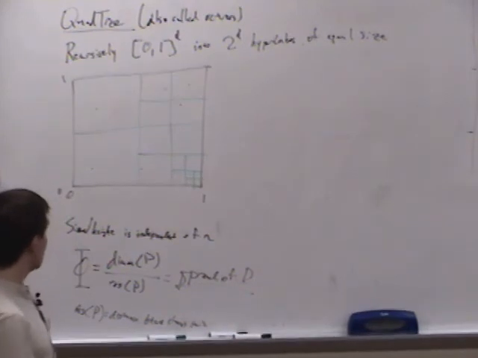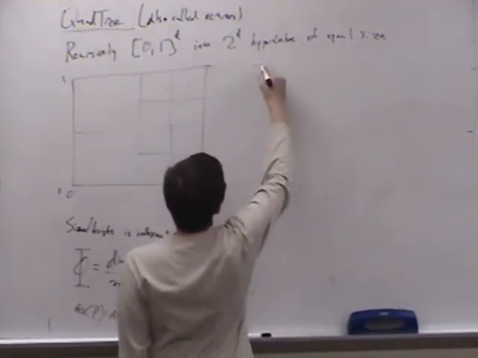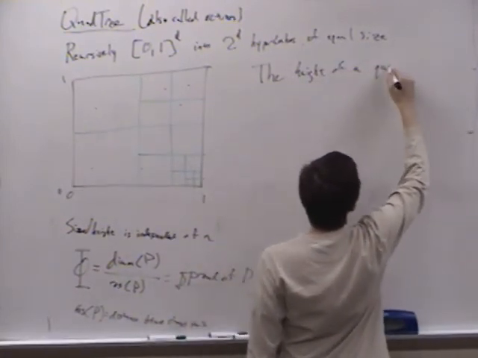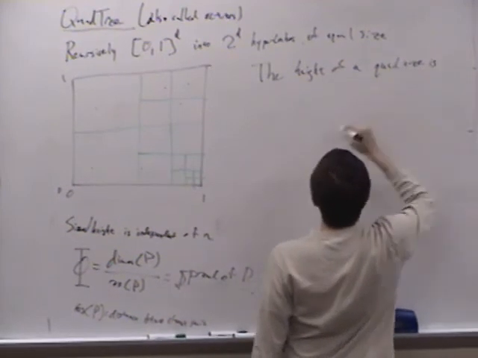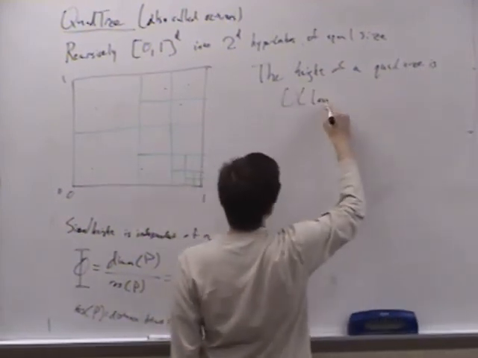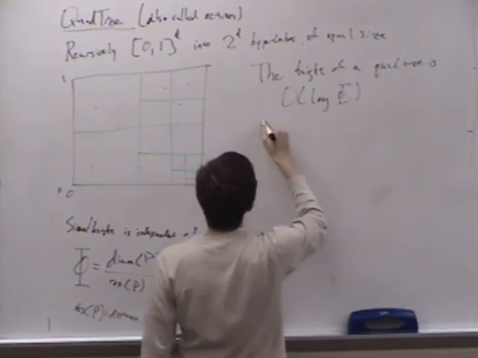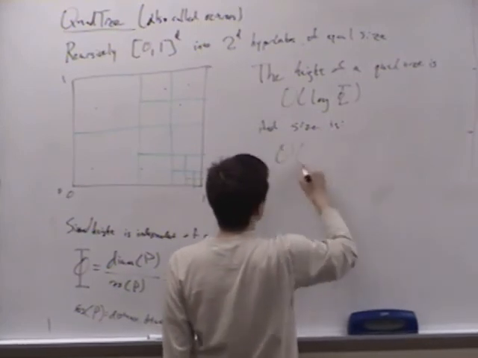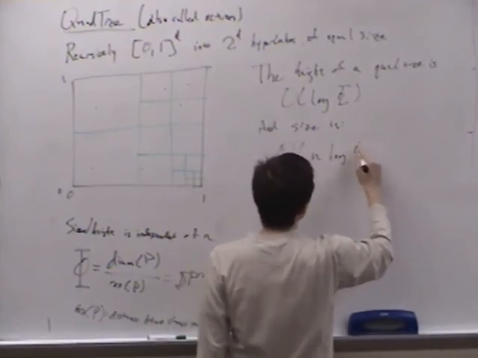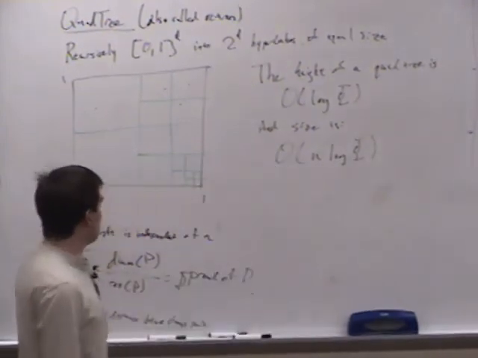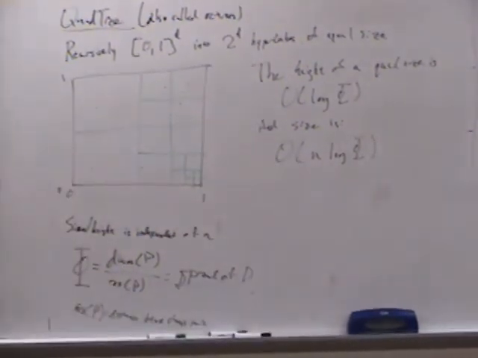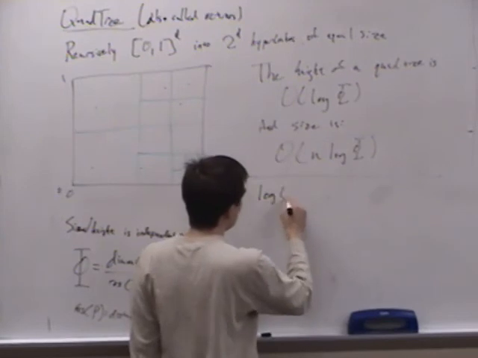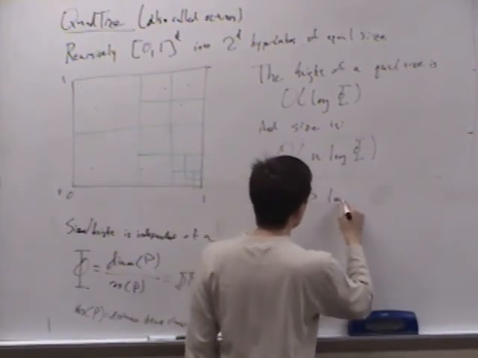So here is the main result of the quad tree. The height of a quad tree is order log of the spread, and size is order n times log phi. So you can think of this spread factor as acting as some stand-in for n. The main problem, though, is that in general, log phi is strictly larger than log n.